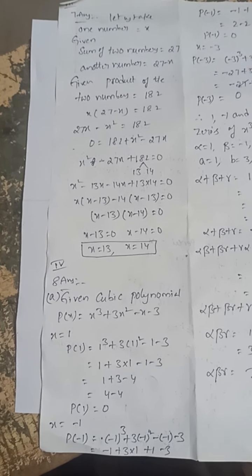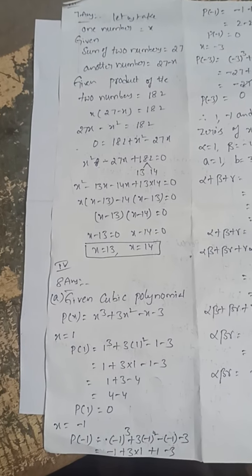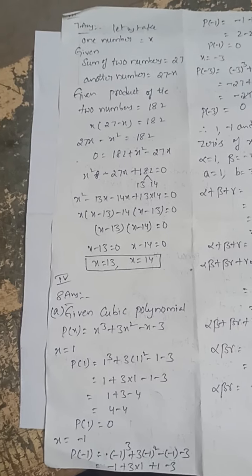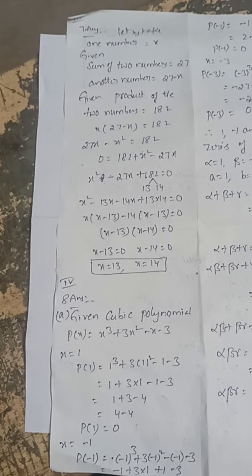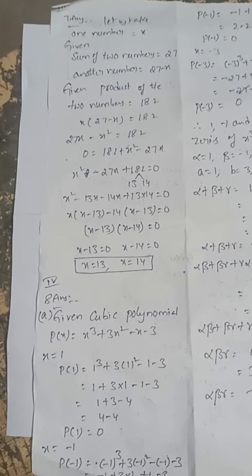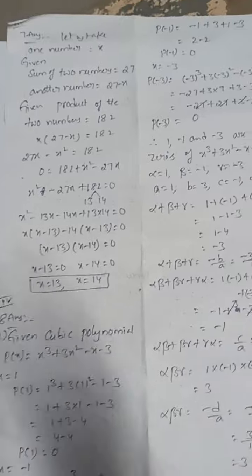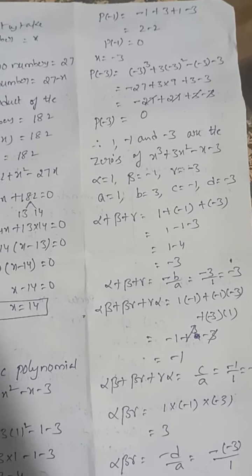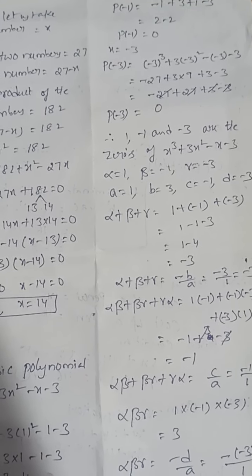Next, verify that 1, minus 1 and minus 3 are the zeros of the cubic polynomial x cube plus 3x square minus x minus 3, and check the relations between the zeros and coefficients of a cubic polynomial. For x is equal to 1, we get the polynomial value 0. For x is equal to minus 1, we get the polynomial value 0. For x is equal to minus 3, we get the polynomial value 0. So therefore 1, minus 1 and minus 3 are the zeros of the polynomial.